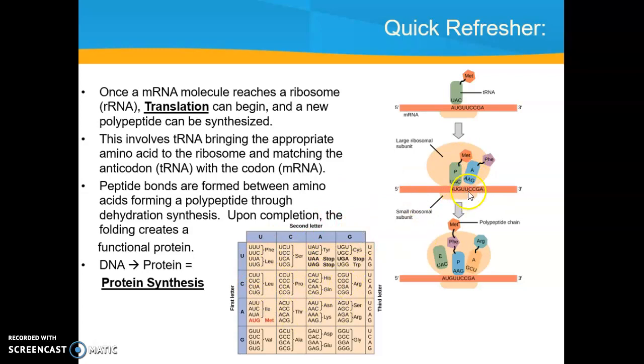Then we would move on to UUC. Using the chart, that's going to be phenylalanine, okay? It's the tRNAs that have the anticodons. Those are like the GPS in the Uber. That tells the tRNA where to bring the amino acid, right? So AUG is complementary to UAC. So this tells this tRNA to come to this spot. Same thing, UUC is complementary to this GPS, AAG, and that tells this tRNA to bring this amino acid.